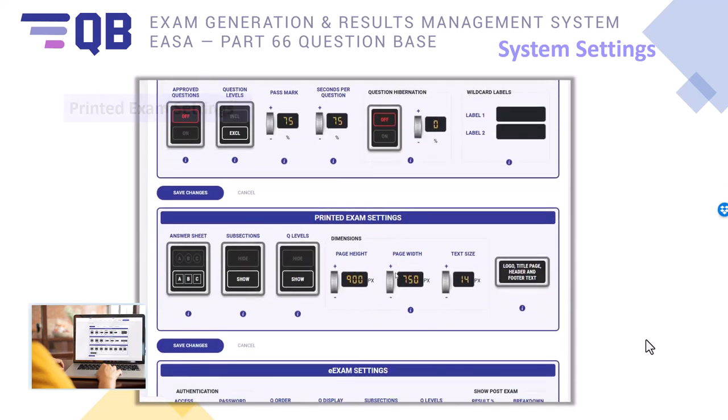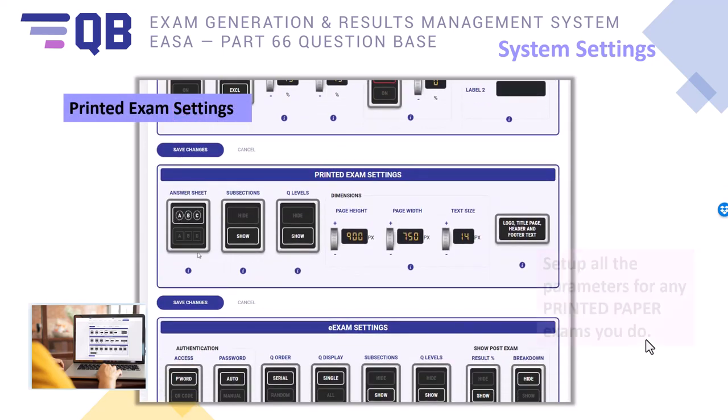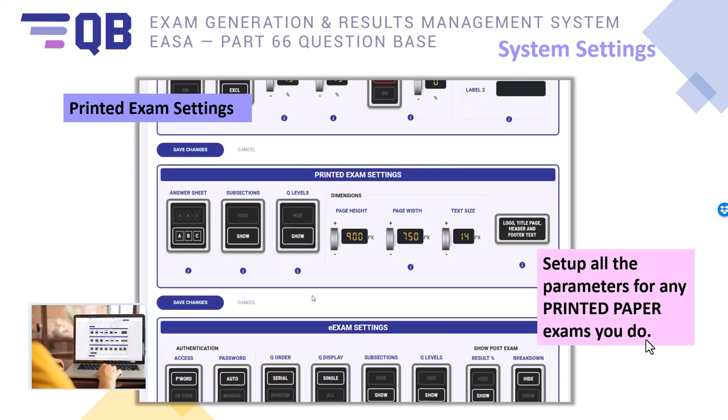Next, I'll guide you through the printed exam settings. In this section, we can choose to set the printed answer sheet bubble format, circles, or squares. Additionally, we have the option to hide or show titles for the subsections or ATA chapters. We can also choose whether or not to display question levels on the exam paper.